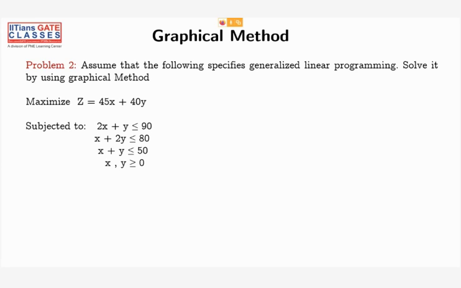Sir, 2200, sir. Who told this? Sir, Vikram. Vikram. Excellent, Vikram. You are right. And what is the point you're getting? 40, 10. Excellent, man. Very good. You are right.